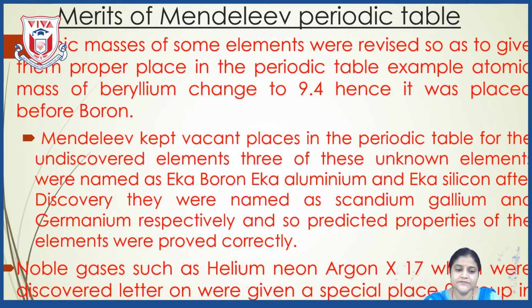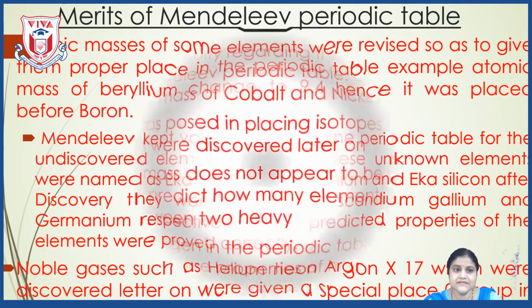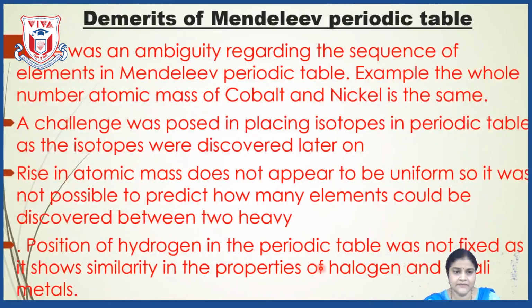If you go to the third point, that is noble gases such as helium, neon, argon, which were discovered later on, were given a special place. During his time, there were no noble gases available. But as science progressed, these inert or noble gases which were discovered later on, he gave them a special place in his whole classification of the periodic table. Now coming to the next one, that is demerits of Mendeleev's periodic table.